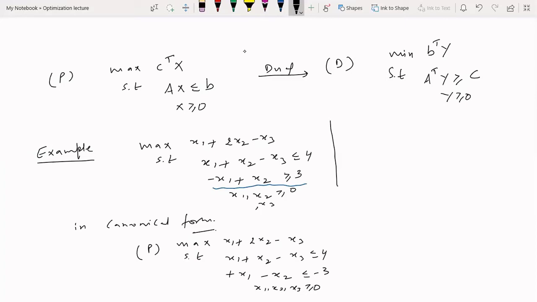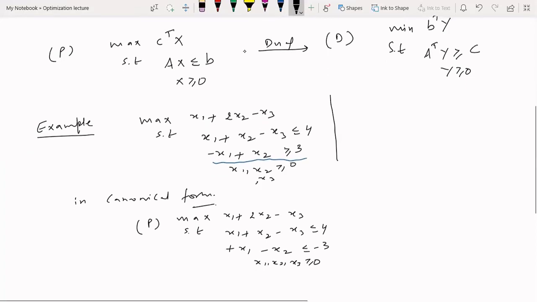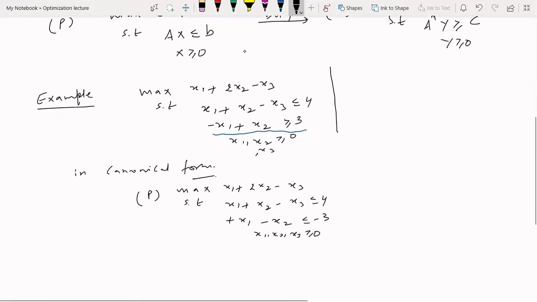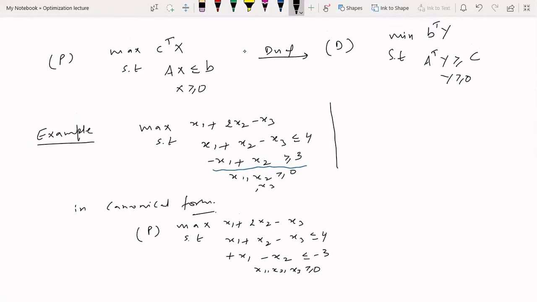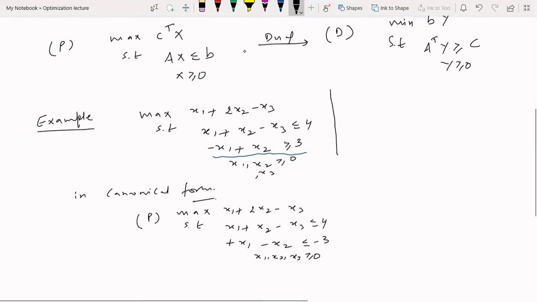To solve the problem, I would have to convert it into standard form, which is not required at this moment because I am only studying the dual of this problem. Now, what should be the dual of this problem? The dual of this problem is a minimization problem. Let me write a little more about the matrix A here. You can see this problem can also be written in a more elaborate form. My C matrix is 1, 2, minus 1 transpose. C transpose is a row vector, as we know.